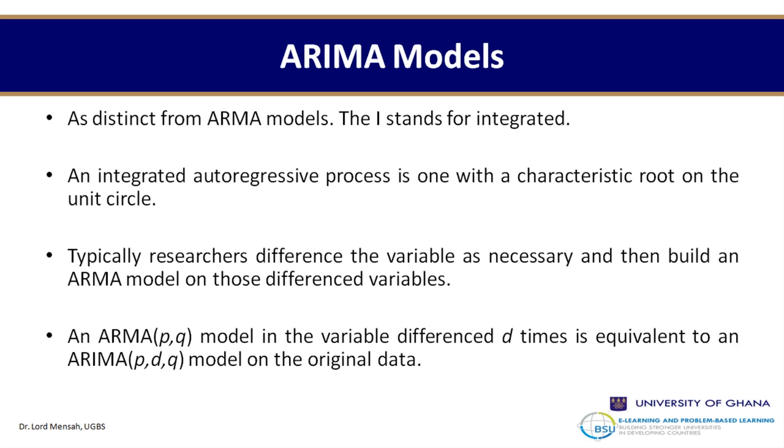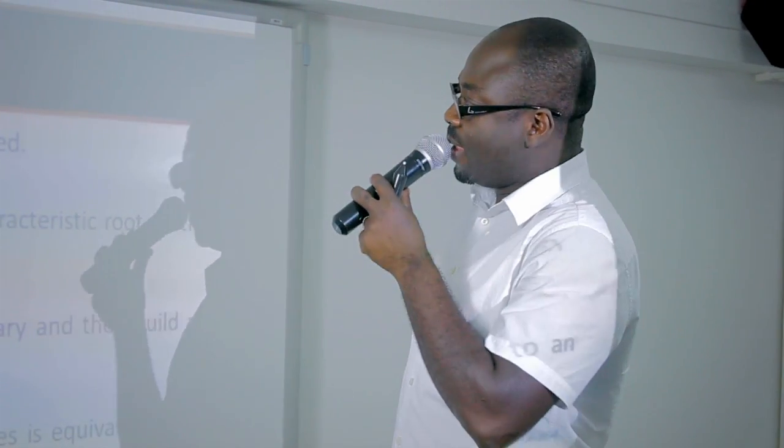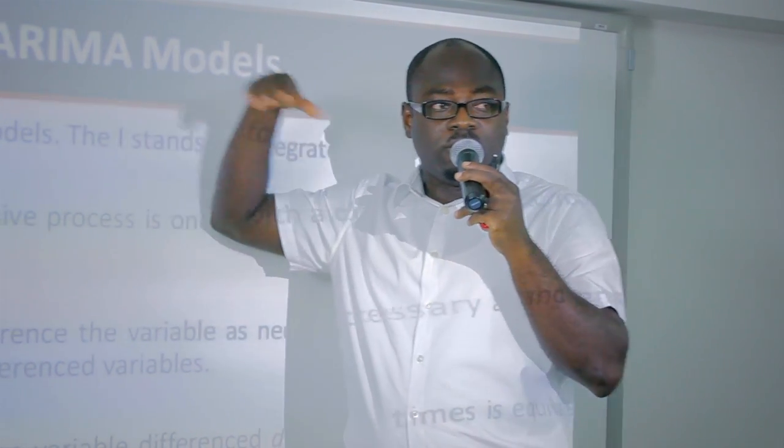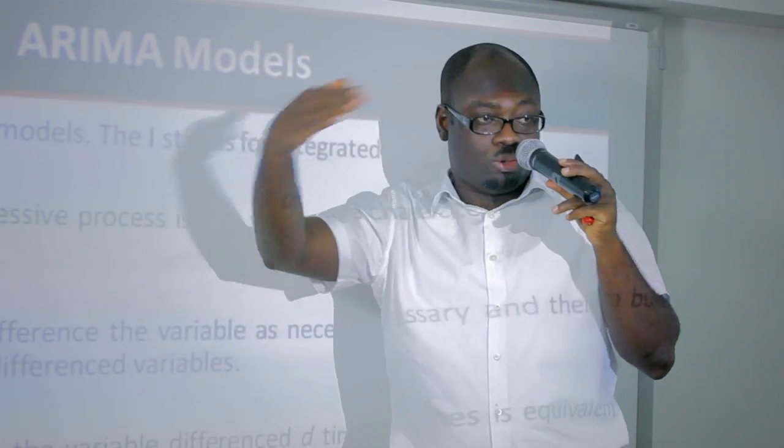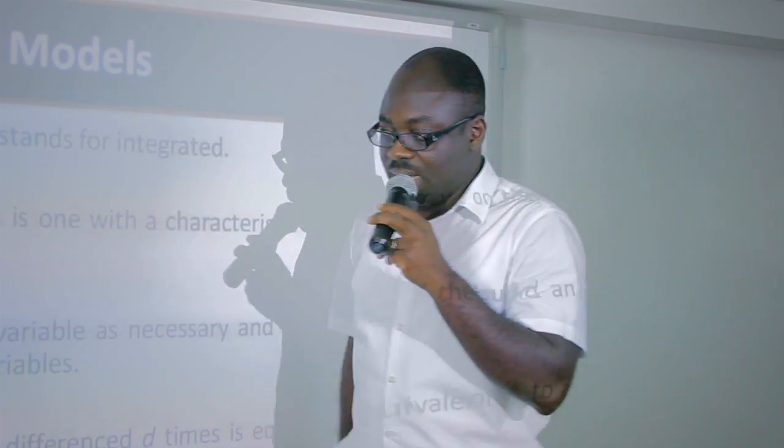As a distinction from ARMA models, we can introduce a further model which we call the ARIMA models. The I stands for integrated. So an integrated autoregressive process is one with characteristic root on the unit circle. So typically, all that you're going to do is to difference the variables as necessary and then build an ARMA model on those differenced variables. So if you difference the variable once, then it becomes ARIMA 1-1. If it's differenced twice, then the I becomes what? 2. Okay. And you know how to take the difference of a variable. We dealt with that in the earlier lecture.